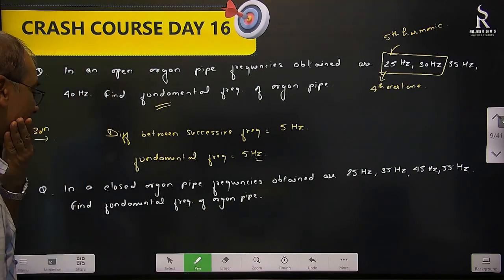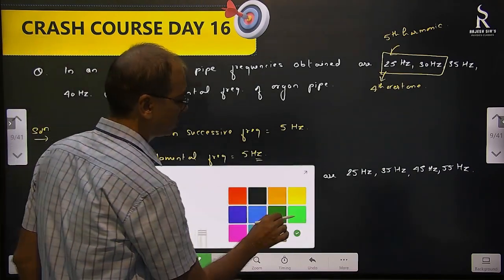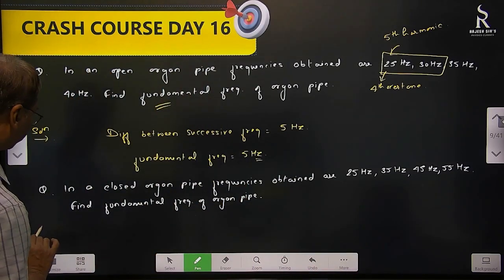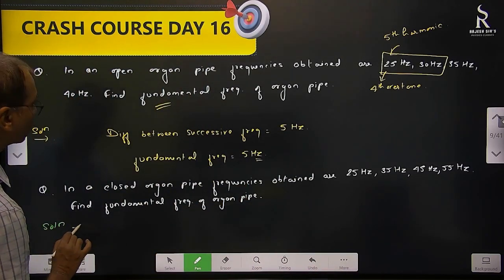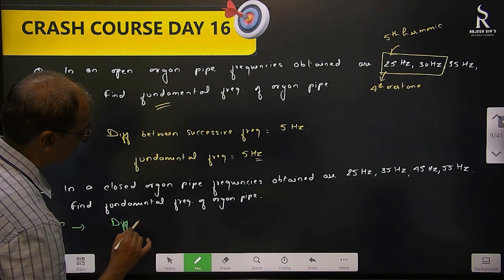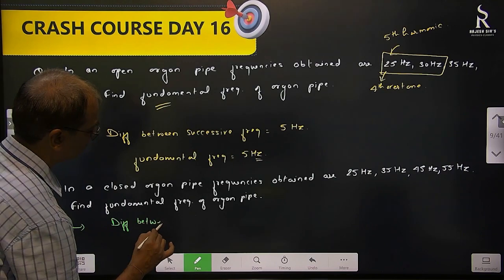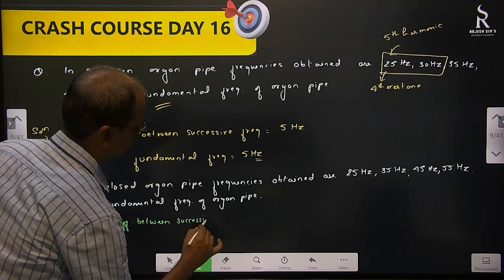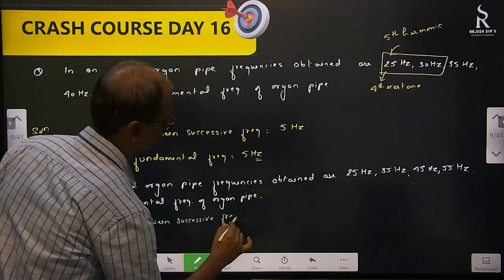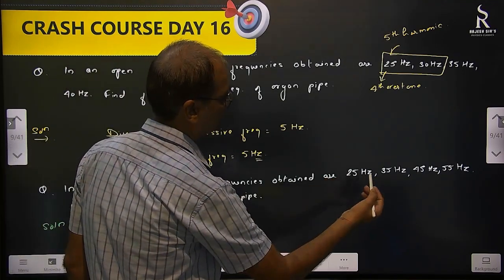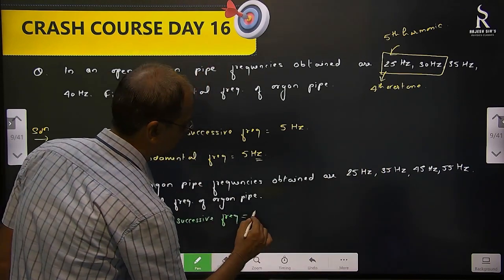As I told you, here also we are going to find the difference between two successive frequencies. What is it? You can see, 35 minus 25, 45 minus 35, 55 minus 45: 10 Hz.